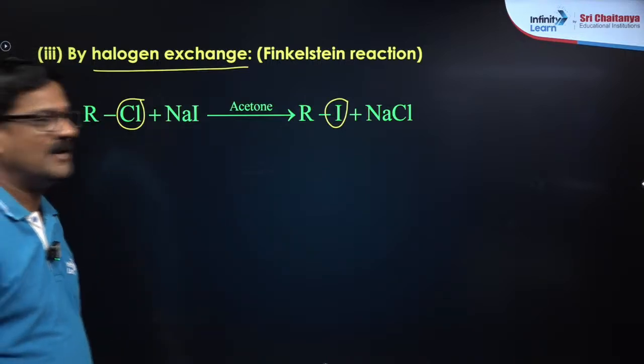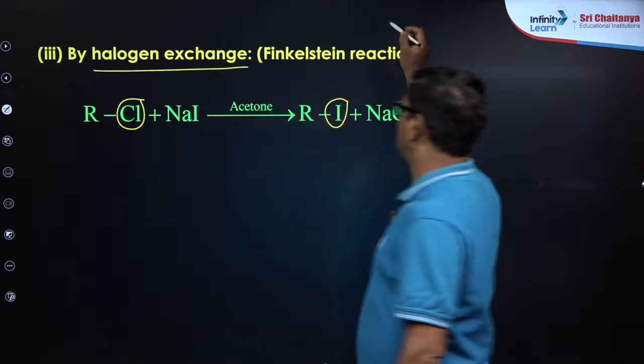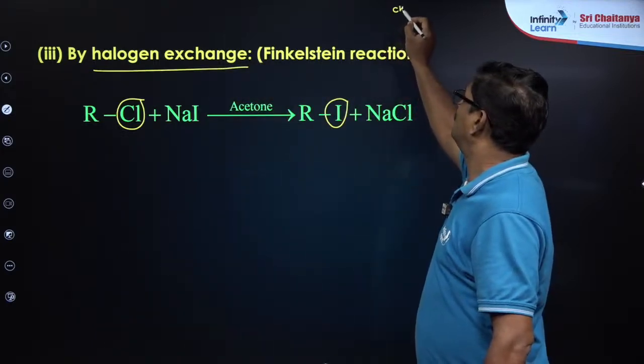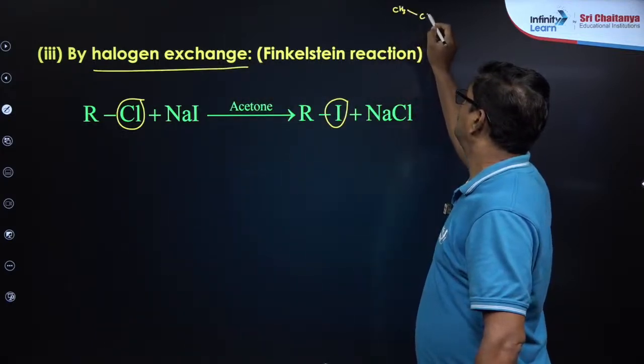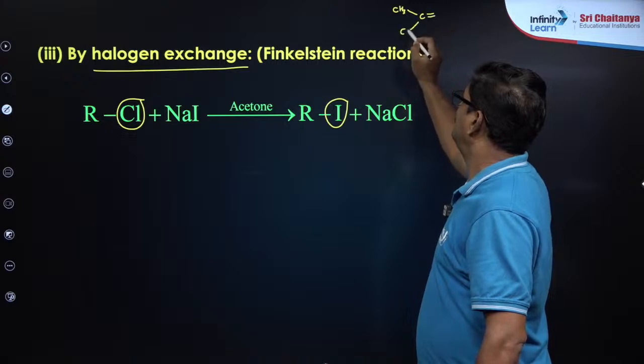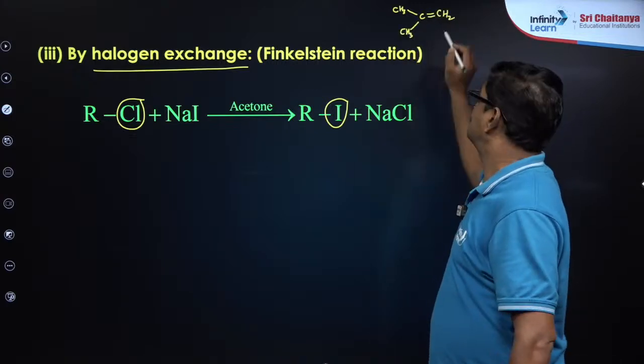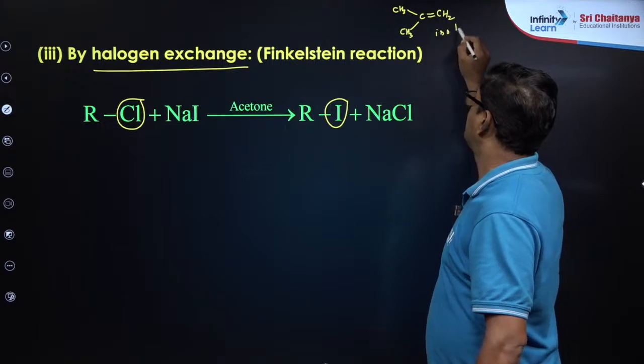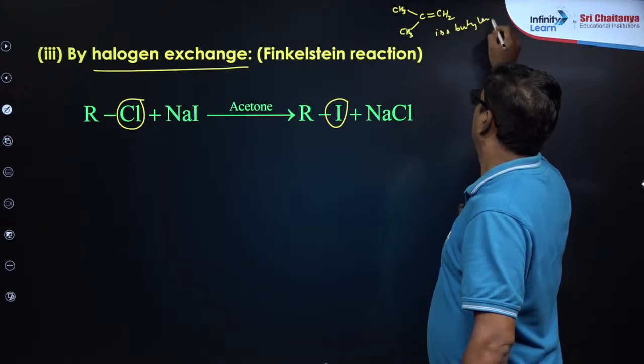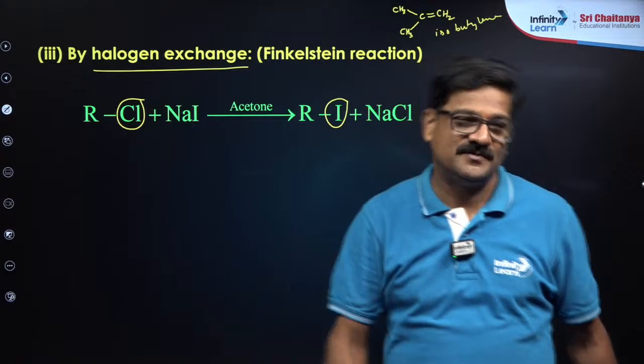So, isobutylene. Why isobutylene? You want the structure of isobutylene. So, that is isobutylene: CH3, C double bond CH3 and CH2. This is called isobutylene. You got the structure? Fine.